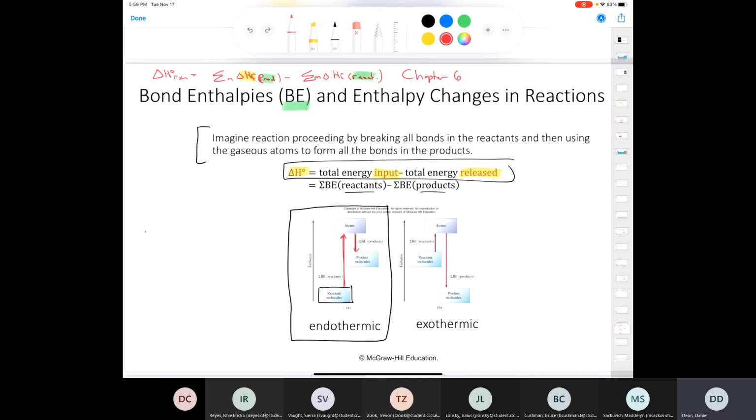Another way of saying it would be this. The delta H of the reaction is going to be the sum of the bond energy of the reactants, I'm just rewriting the equation, minus the sum of the bond energy of the products. Look at the amount of bond energy we put in. The amount of bond energy associated with our reactants, right here, is a big number. It took us a lot of energy to break those bonds, but we only released a little amount of energy. If you take a big number and you subtract a small number, you get a delta H that is positive, right? That's endothermic.